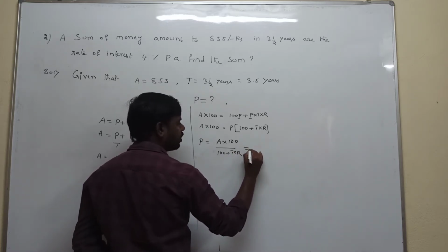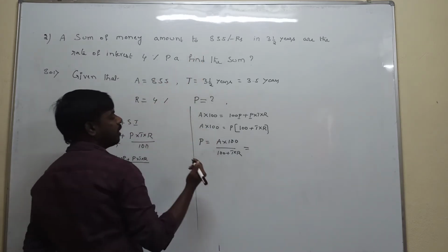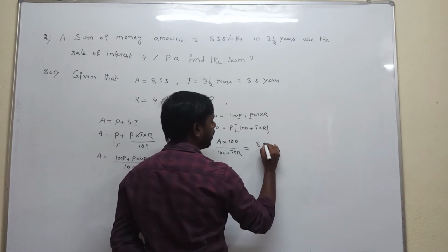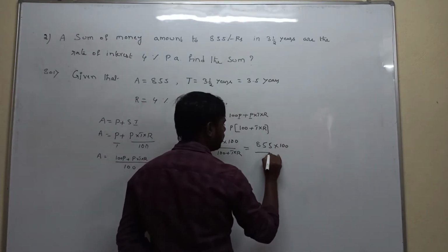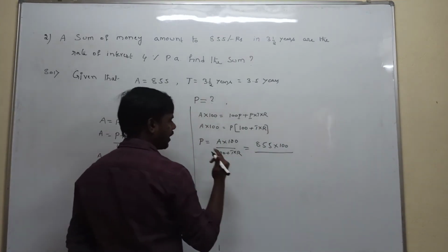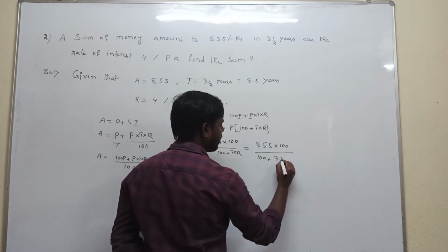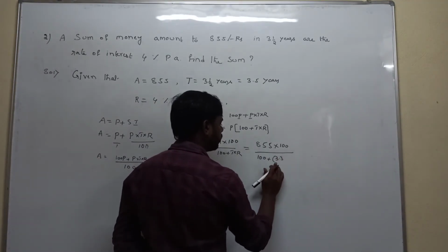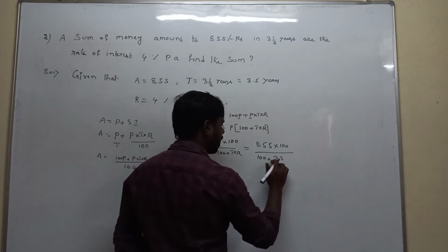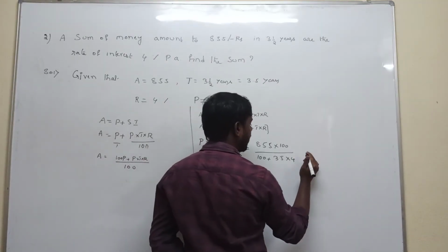Now we are substituting the values. What is the value of capital A? 855. 855 into 100, divided by 100 plus T, which is 3.5 years, into R, which is 4. Time T is equal to 3.5, rate of interest is 4. Now you can calculate this one.